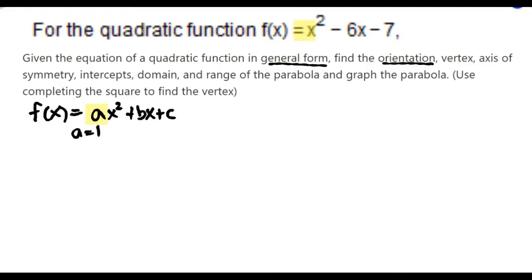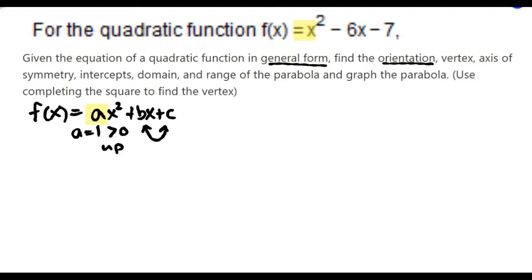With a being a positive value, being greater than 0, we know that this graph, the parabola, will be oriented up. We'll have a parabola that opens up that looks like this. So anytime we have the value of a being positive, the orientation will be up.